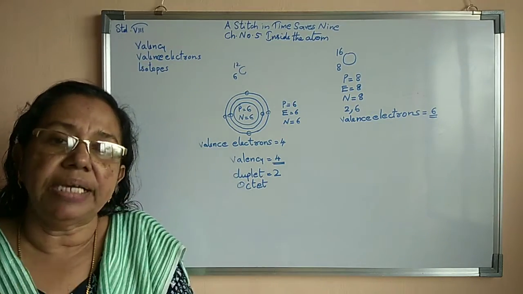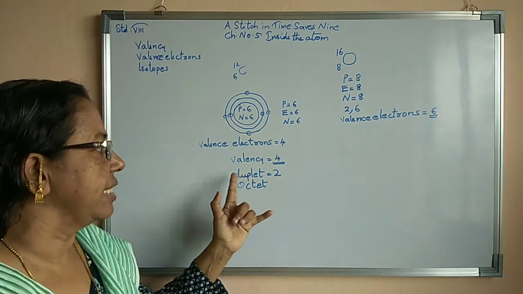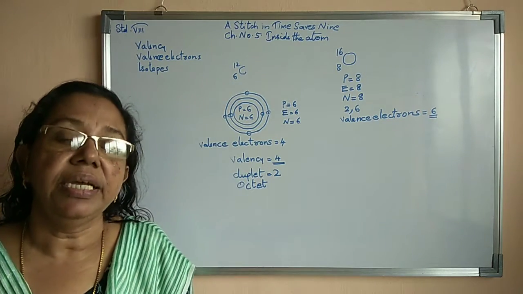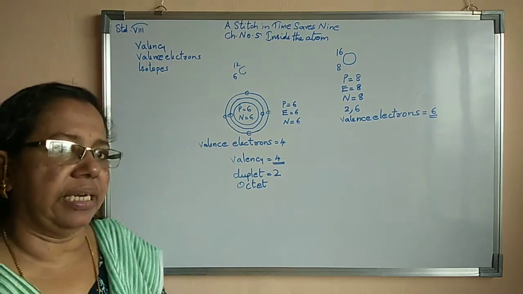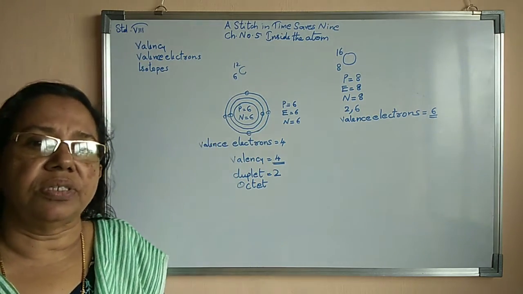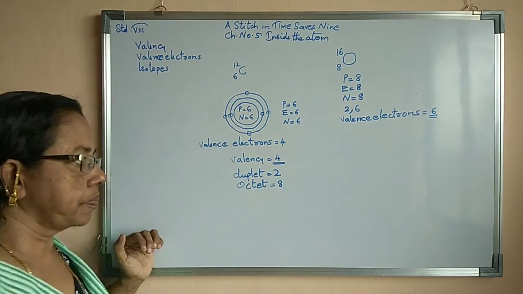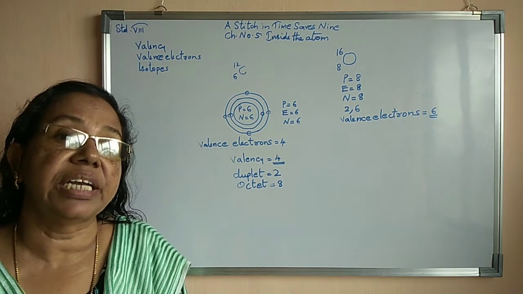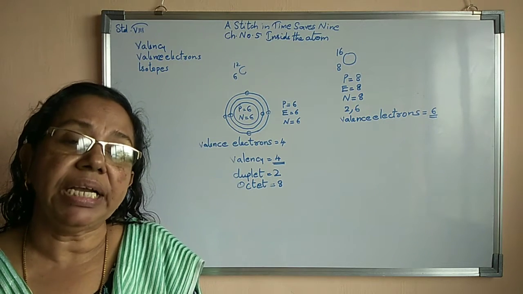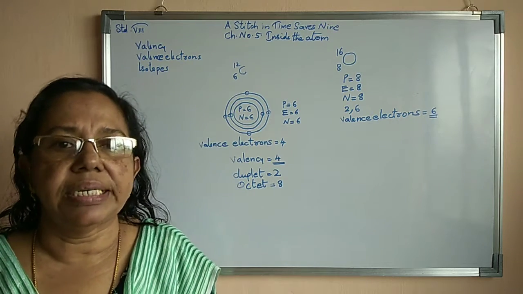So if an atom has only one orbit that has 2 electrons, then we can say that that is the duplet condition. Now octet condition means the outermost orbit has 8 electrons, then we can say that that is octet condition. So all atoms are ready to work for becoming either duplet condition or octet condition.